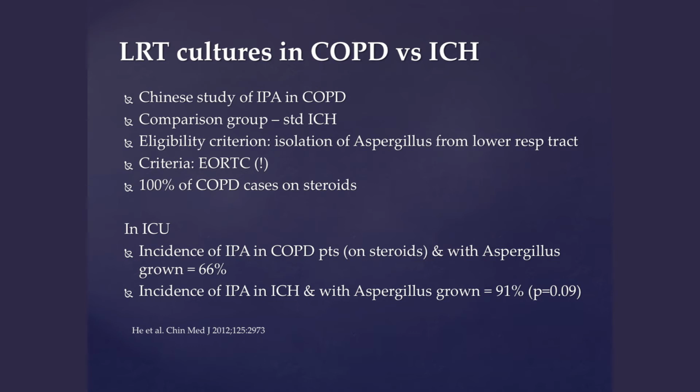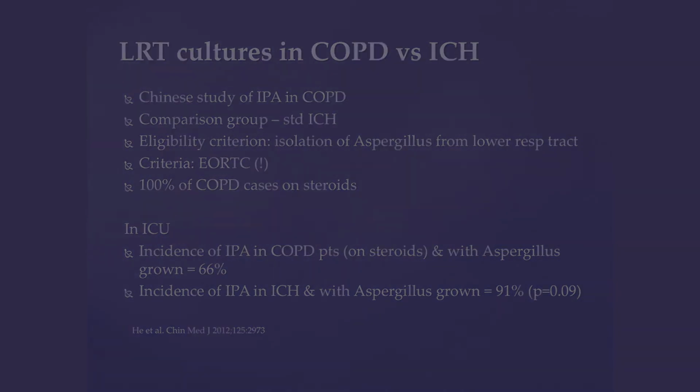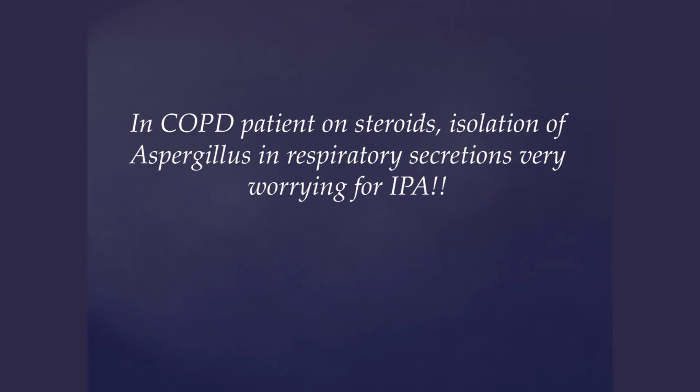And this one we know will fulfill criteria for probable under EORTC. But if you look at IPA in COPD patients, and of course they have to be on steroids, otherwise they couldn't fulfill the EORTC criteria for probable, then, growing Aspergillus, 2/3 of these patients also end up with IPA. So I would suggest that in COPD patients on steroids, isolation of Aspergillus in respiratory secretions is actually very, very worrying for IPA.